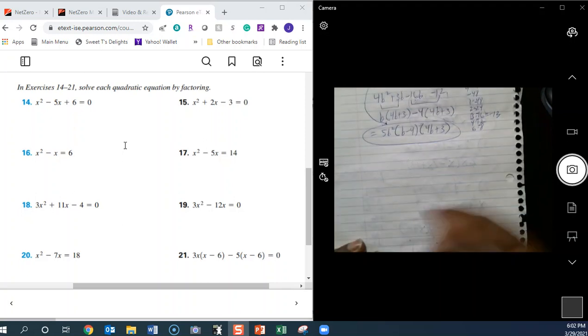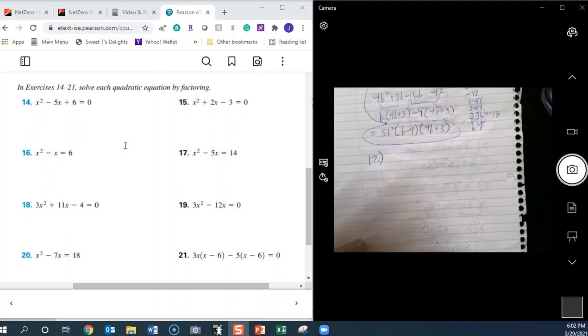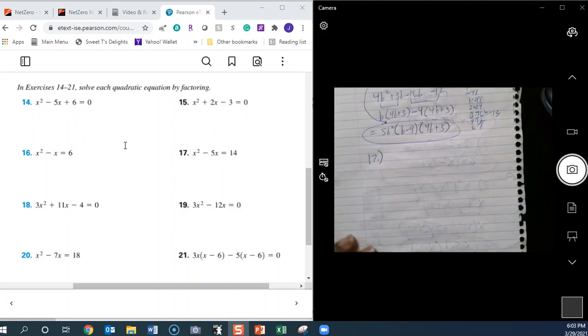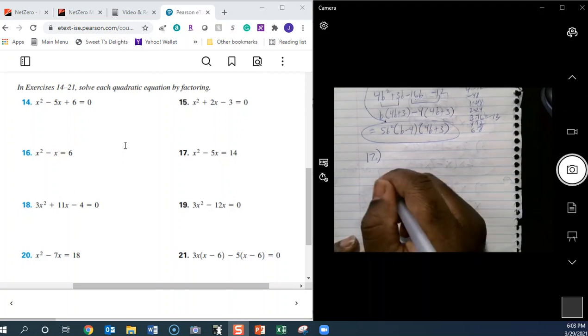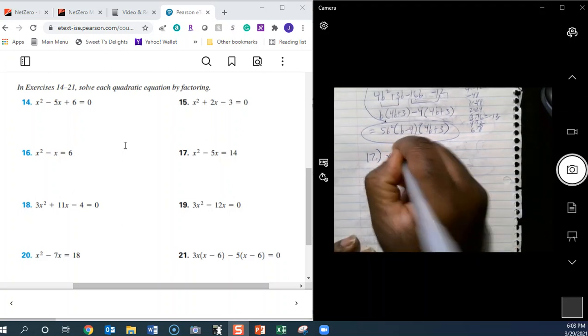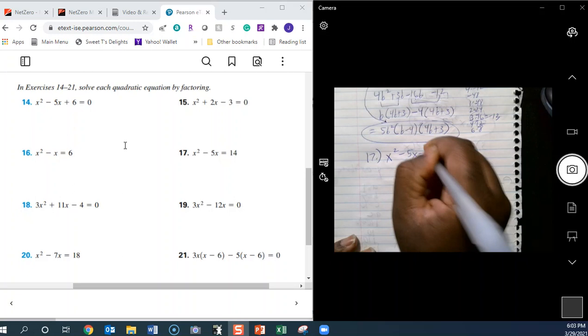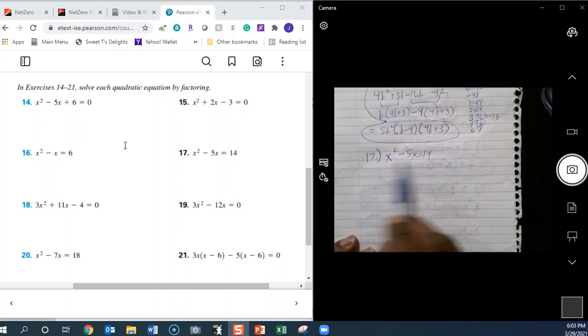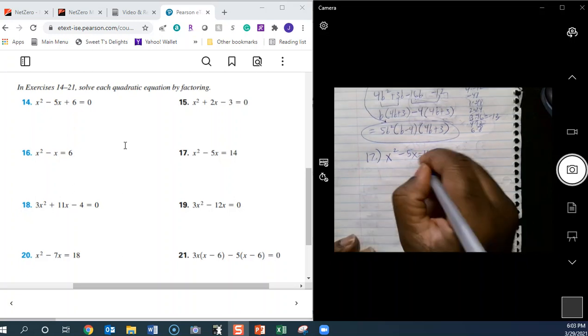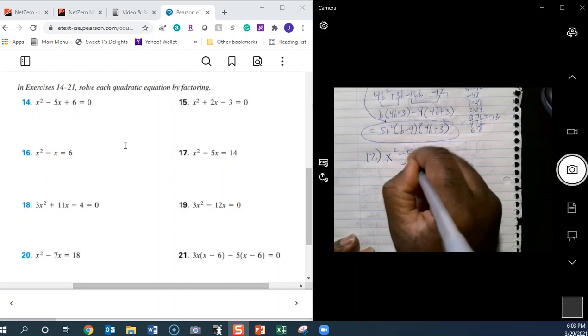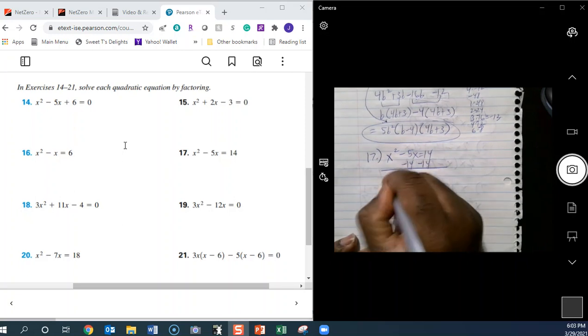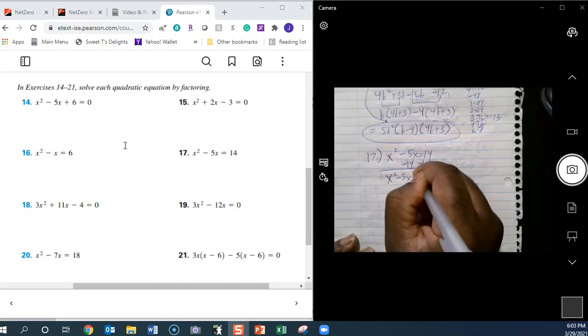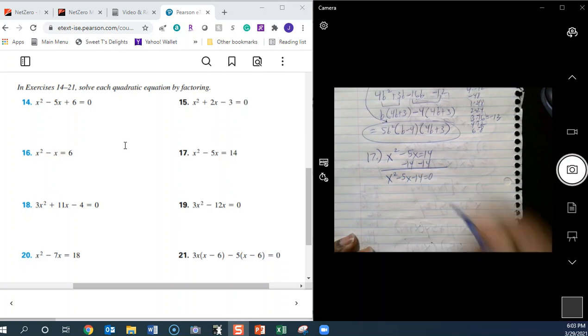So let's first go to problem 17. Matter of fact, I think I'm going to do 17 and 21, and then we will call this a day for this section. So we have x squared minus 5x is equal to 14. We must set this equation equal to 0. So we will subtract 14 on both sides. You have x squared minus 5x minus 14 equals 0.